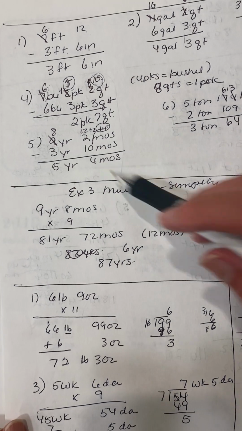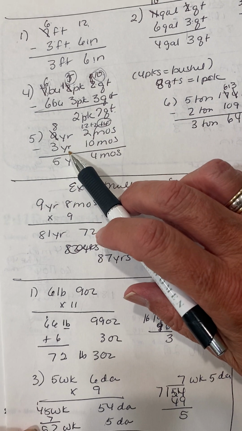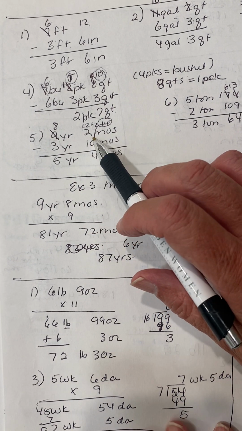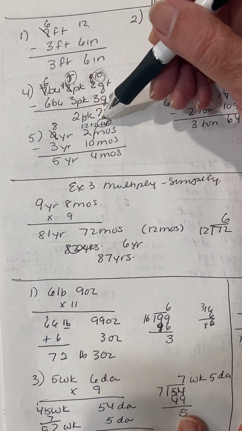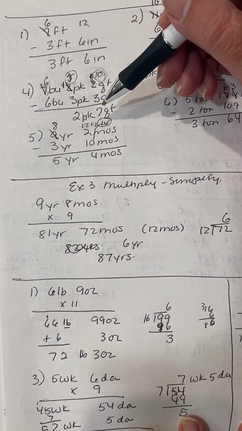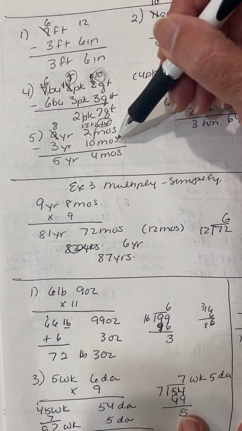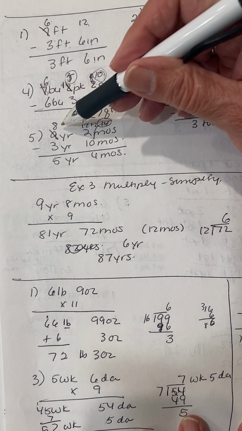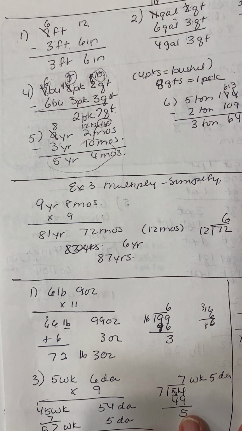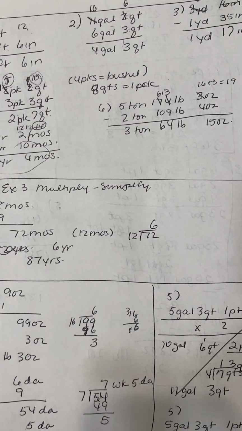Let's do this one here. 9 years and 2 months minus 3 years and 10 months. So we have to borrow here. We borrowed 8. And how many months are 12? So 12 plus 2 is 14 months. So 14 months minus 10 months is going to be 4 months. And 8 minus 3 is, so that one's a pretty easy one. Last one here.